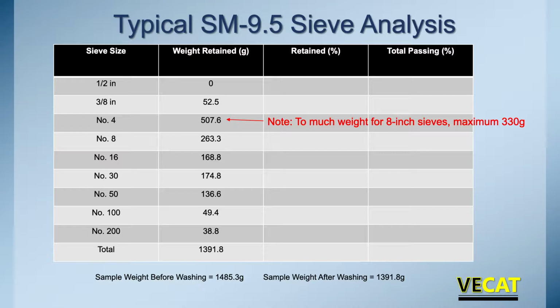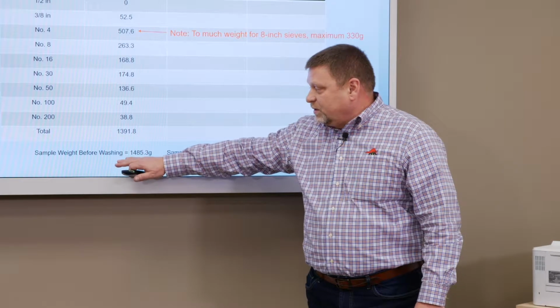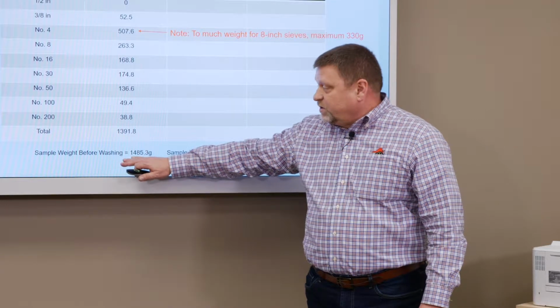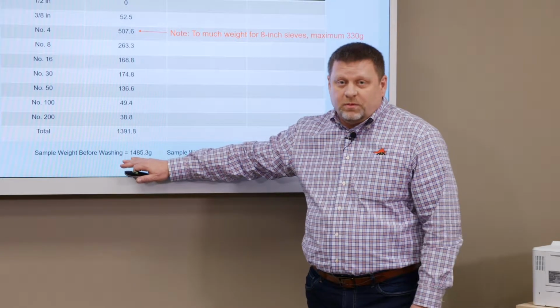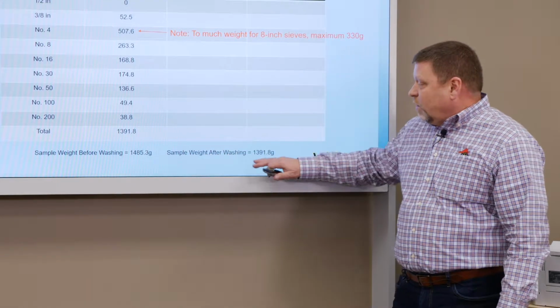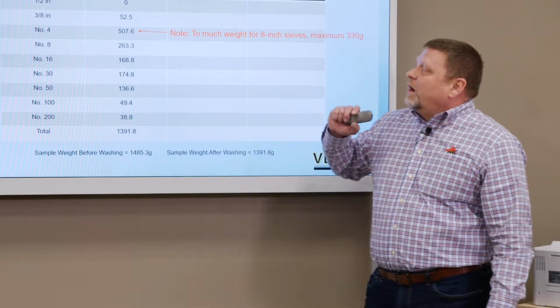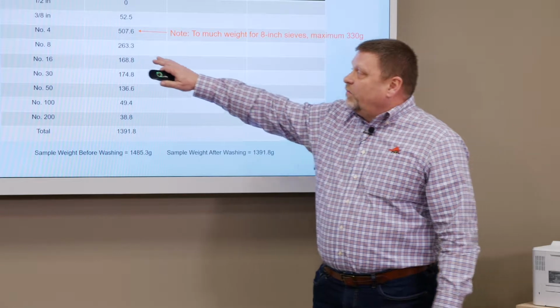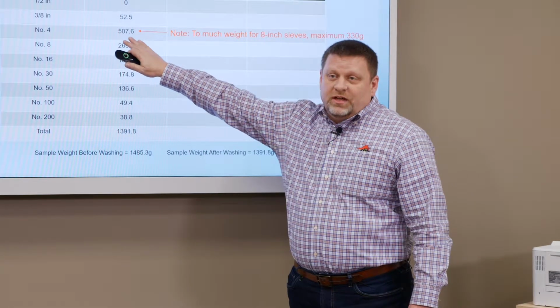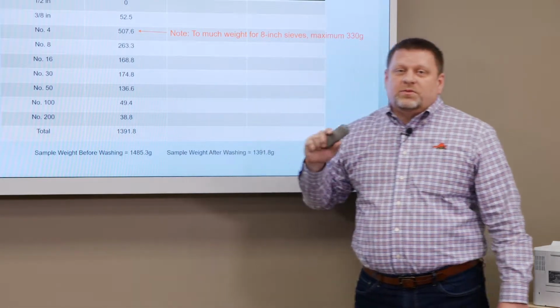And you can see the sample weight is a very typical sample weight. He had his aggregate before he washed it was 1,485 grams. That's a very typical sample size. After he washed it, he has 1,391 grams. All right, in his sieving process on the number 4 sieve, he had 507.6 grams retained.